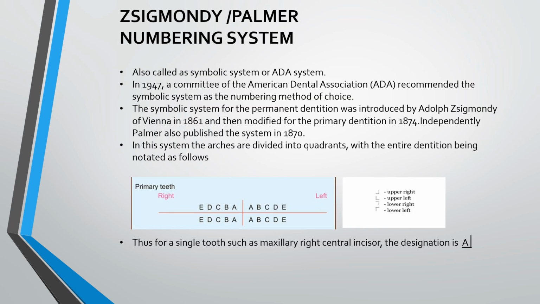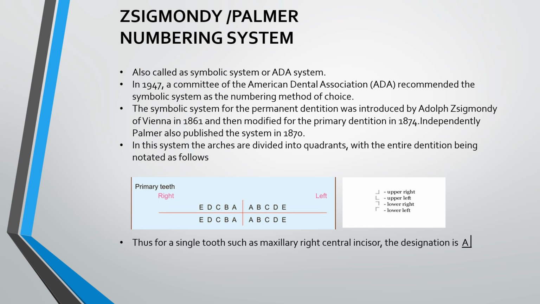Zsigmondy or Palmer numbering system. It is also called the symbolic system or ADA system. In 1947, a committee of the American Dental Association, that is ADA, recommended the symbolic system as the numbering method of choice. The symbolic system for the permanent dentition was introduced by Adolf Zsigmondy of Vienna in 1861 and then modified for the primary dentition in 1874. Independently, Palmer also published the system in 1870.